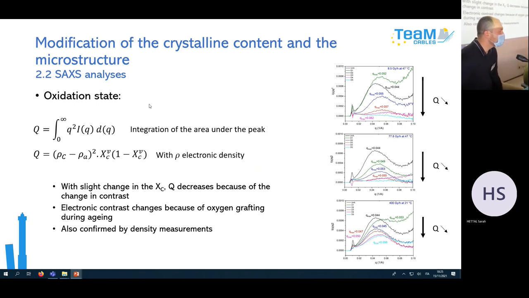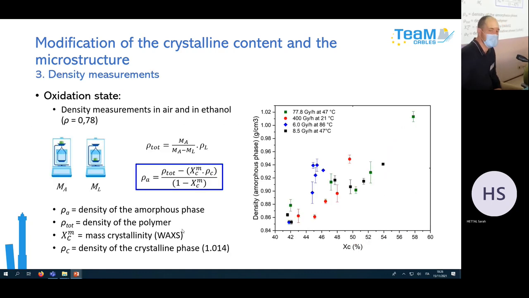So it's directly related to the electronic density in the crystalline phase and in the amorphous phase. If you followed Xavier's presentation earlier, he said that many oxygen atoms graft on the chains of the polymer during the aging. Basically, what you are seeing here is the oxygen grafting in the amorphous chains that will change the contrast between the crystal and the amorphous phase. At the end of aging, you don't have any contrast because the density of the amorphous phase is very close to the density of the crystalline phase. This was also confirmed by density measurements.